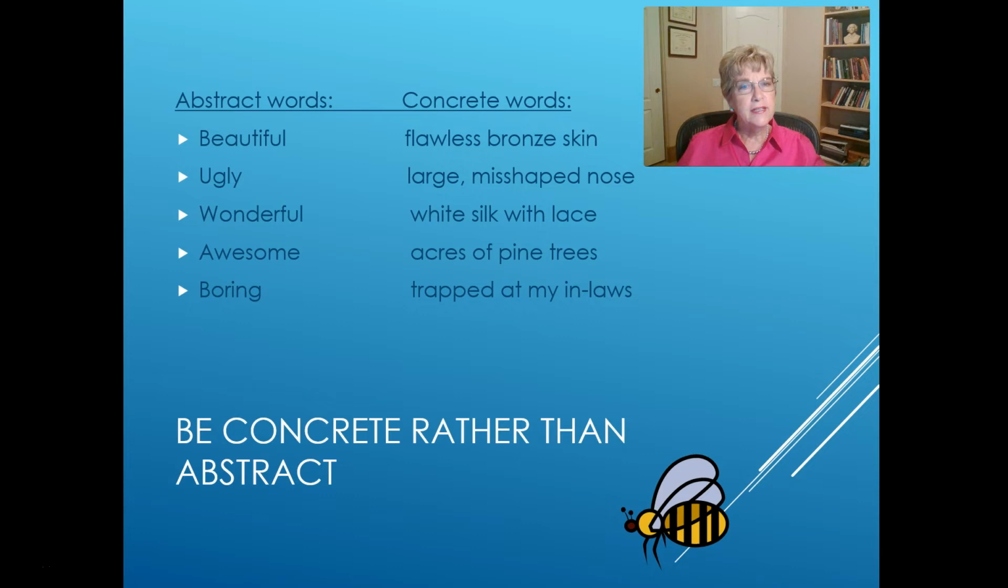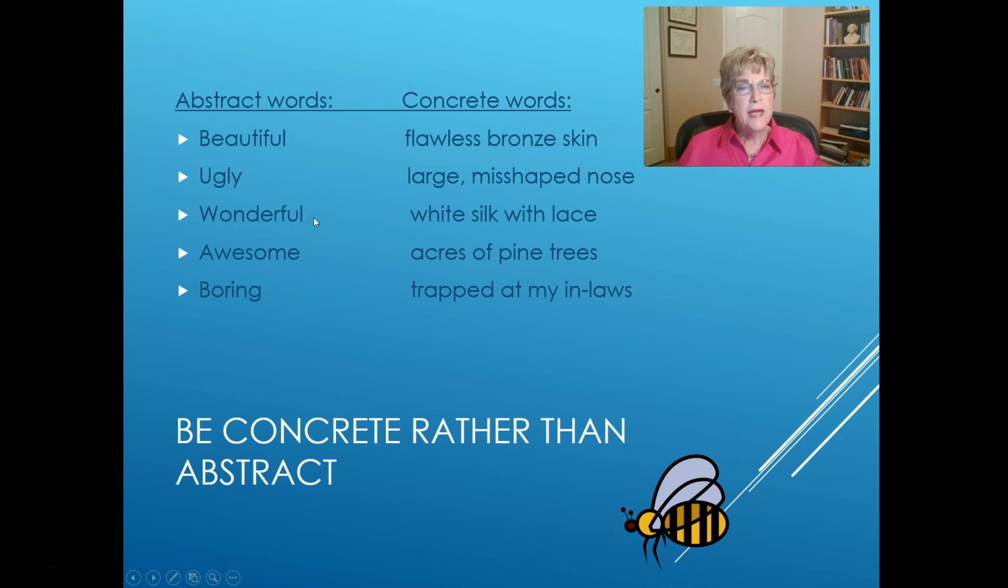Okay, I've got a little trick for you. It's a 2-part trick, and it's going to help you always write vivid, descriptive sentences, if you remember to do it. Okay, we're going to avoid abstract words like beautiful, ugly, wonderful, awesome, boring. We can use them sparingly, but if we do use them, we need to prove them later on in the paragraph. But for example, if we said, a beautiful woman walked into the room, okay, then we're expecting a description. She had flawless, beautiful, bronze skin. Okay?